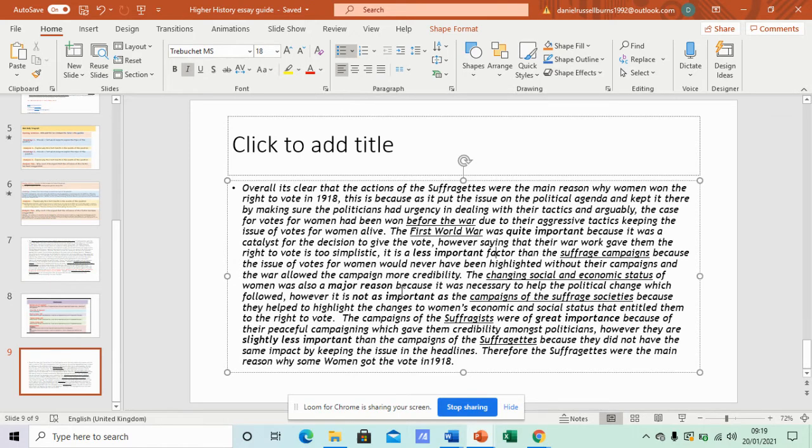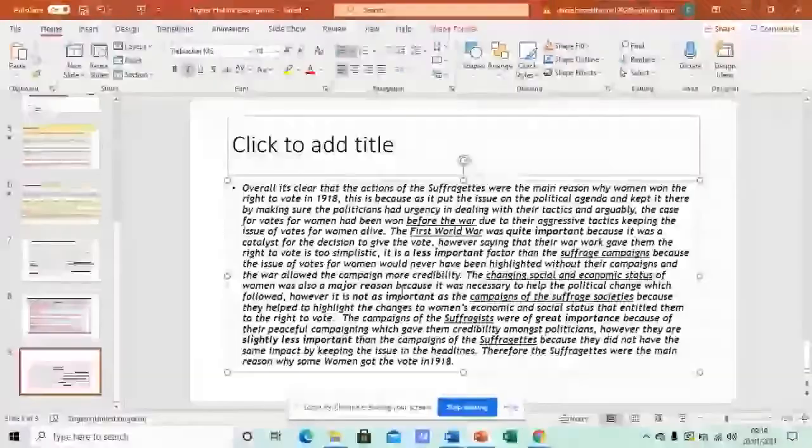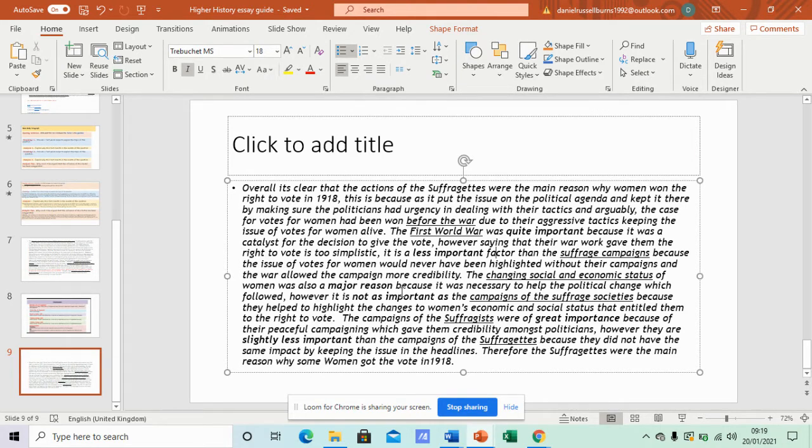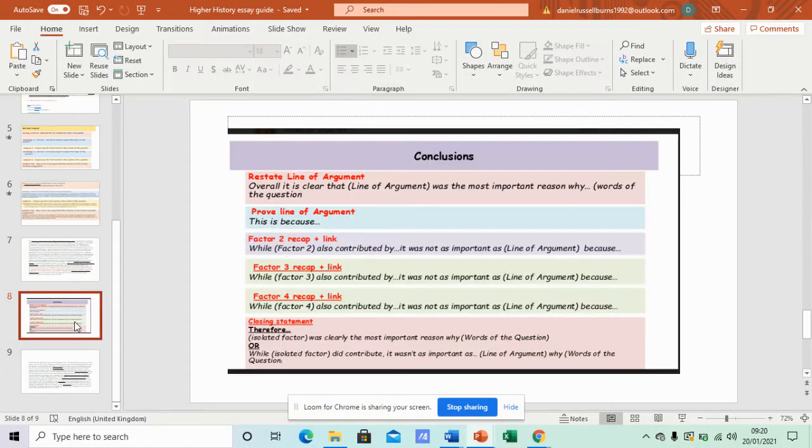The change in social and economic status of women also was a major reason because it was necessary to help the political change which followed. However, it was not as important as the campaign of the suffragettes because they helped highlight the change in women's social and economic status that entitled them to the right to vote. The campaigns of the suffragists were of great importance because their peaceful campaign gave it credibility amongst politicians. However, they are less important than the suffragettes because they did not have the same impact by keeping the issue in the headlines. Therefore, the suffragettes were the main reason why some women gained the vote in 1918. Okay, so very much following that structure.